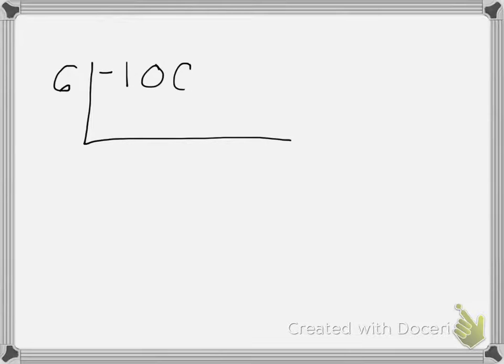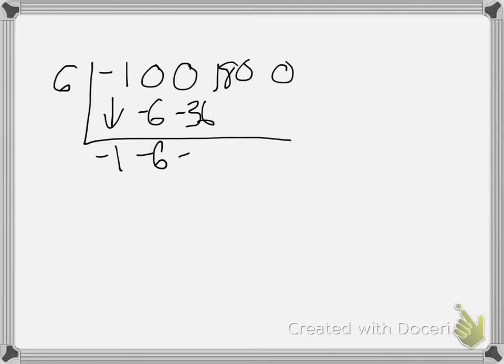Okay, so the next problem we're going to do with synthetic division. So on the outside I'm going to put 6. Okay. On the inside, make sure you have your coefficients right. That should be -1, 0, 0, 180, and 0. So let's bring it down. So that's -1, it's -6, it's -36, that's -216, and again -216.